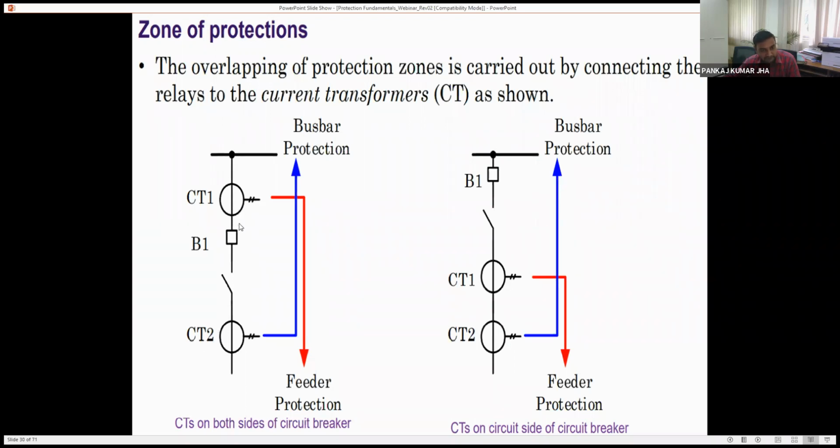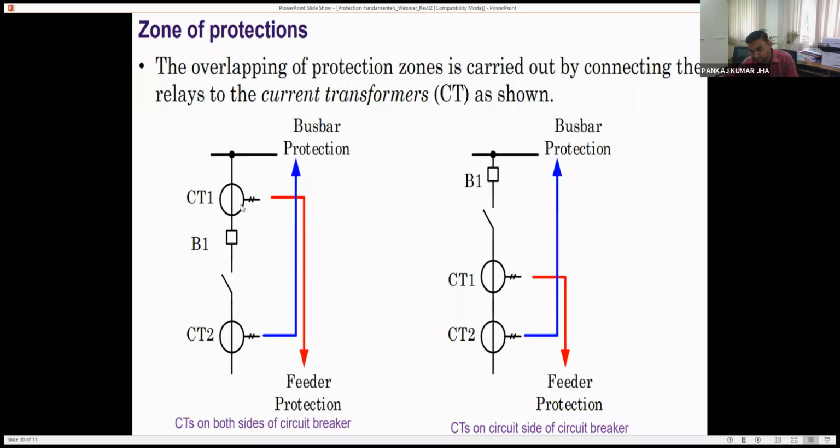Now for any fault between the CT and breaker, this fault will be immediately cleared by your feeder protection. But even if your circuit breaker is opened by the feeder protection, the fault cannot be isolated because it will continue to be fed from the bus bar. So you need the operation of the bus bar protection. If you have not implemented end fault protection, then this bus bar protection will operate through the LBB or breaker failure protection, and that will be time delayed. So this is one of the most important concepts for the zone of protection.